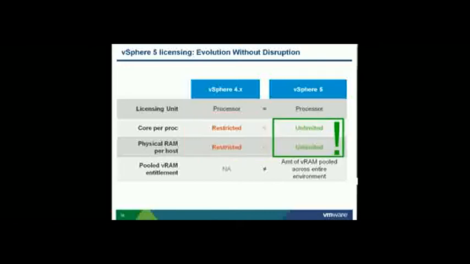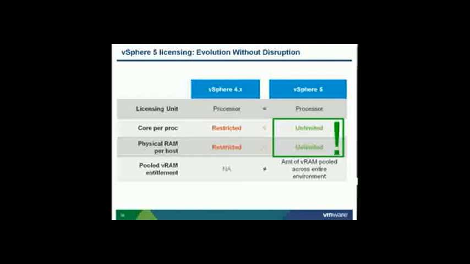You can now go ahead and buy a single processor license for vSphere 5 from us, and you have absolutely no limitations in relation to physical cores per processor. We don't care about it anymore. And of course, you can put as much RAM into those physical hosts. There was a restriction of 256 gigs of RAM per physical host from standard through to enterprise. So both those limitations have been lifted.